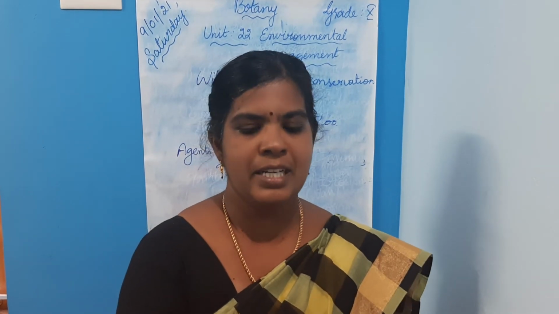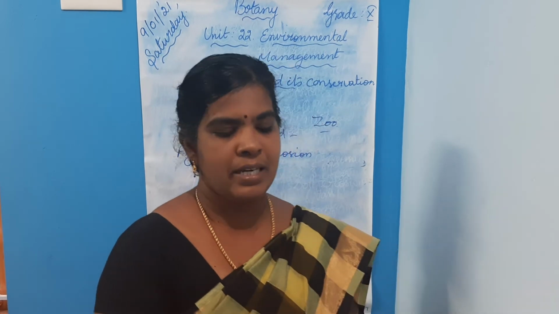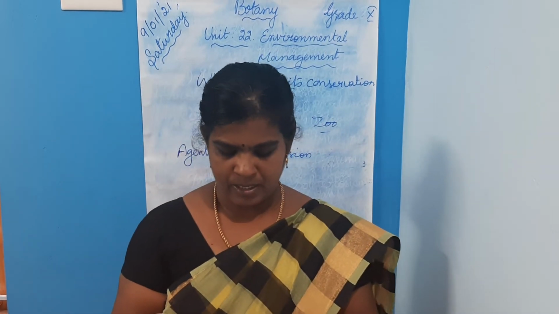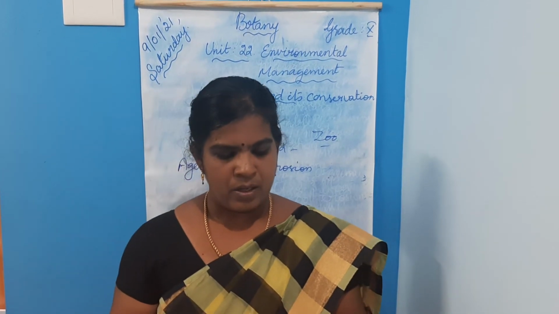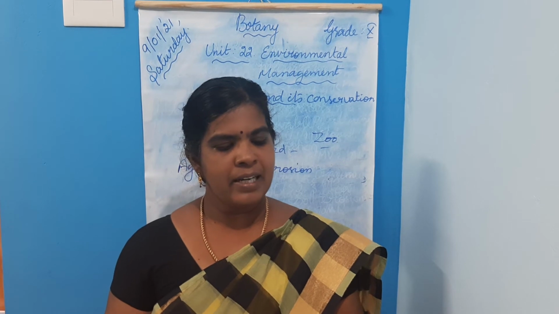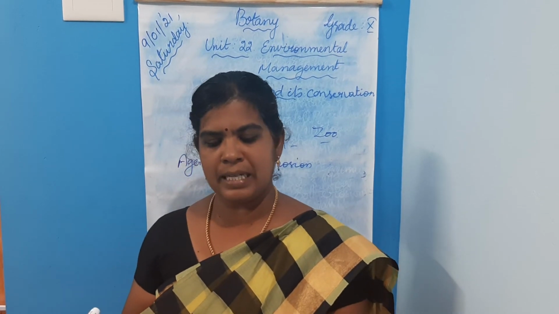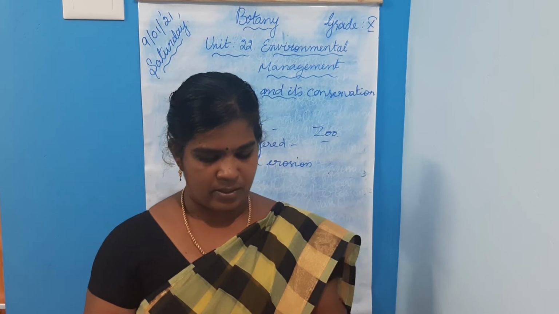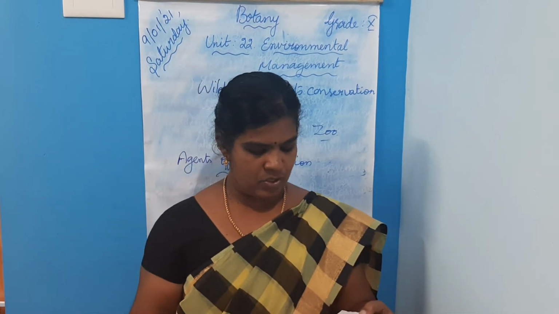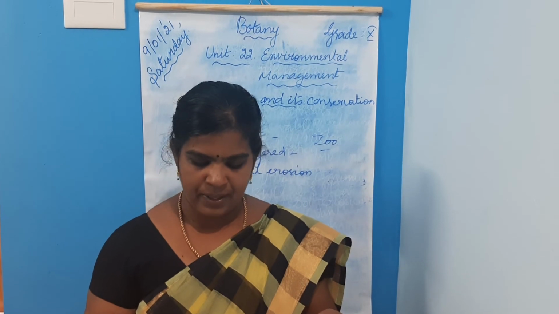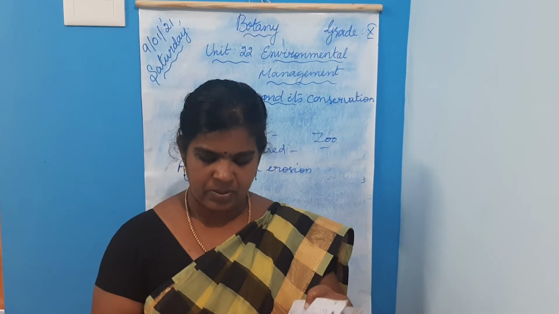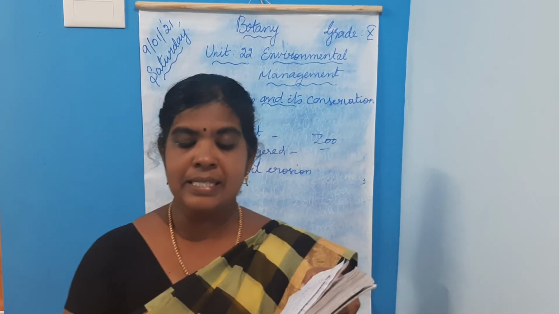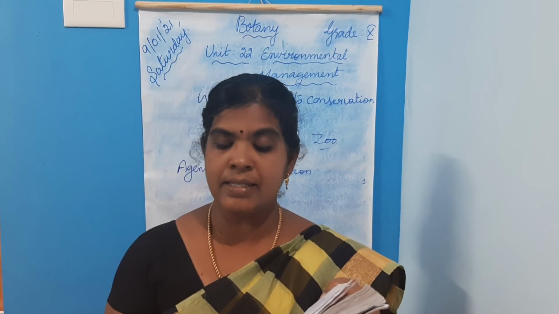Okay children, now you all turn to page 326. Take page 326. Roman number 1, second one: removal of soil particles from the land is called what? Soil erosion. Now turn to page 327. Short answer question. Answer in a sentence.